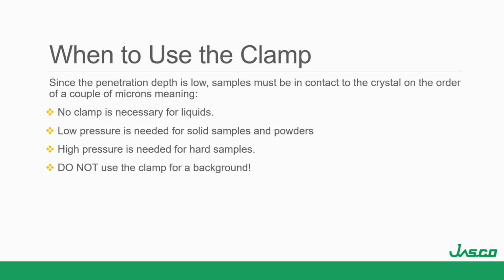If you have soft samples, you can use low pressure. That's all you need. You can get high pressure clamps if you've got hard samples. And you do not use the clamp for the background. So you do the background in open air. Remember the path length is very small, and the gases in air are much lower concentration than what you're going to see in your sample. So you don't need to put the clamp down for the background.